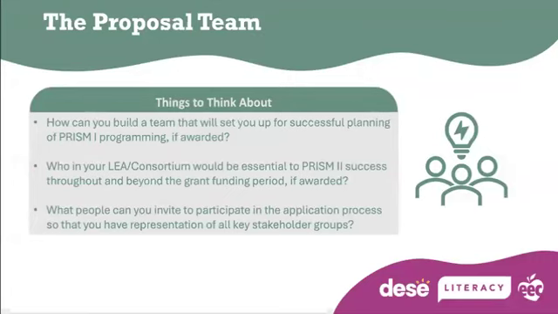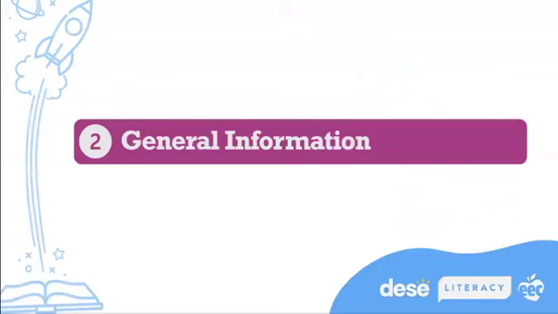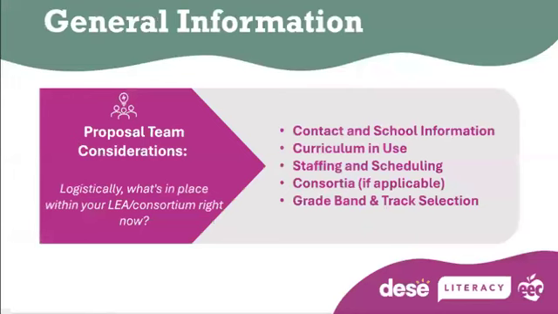Now let's go over Part A. Part A, the general information section, will require you to identify the primary grant contact person. This individual will serve as the main point of contact for any questions regarding the grant proposal. You must provide their name, role, email, address, and daytime phone number.